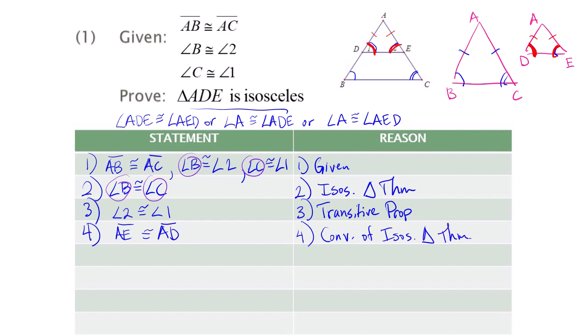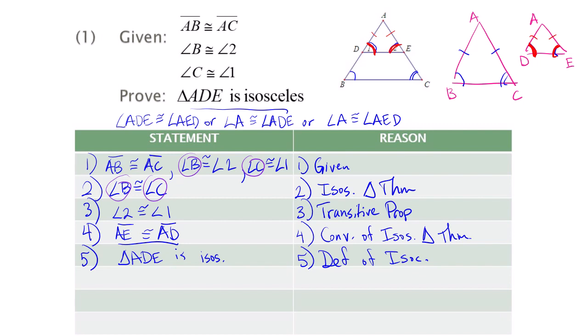Okay. All right, and now that we have that, we can say that since these are congruent, that means that triangle ADE must be isosceles, right? And we can say that by definition of isosceles. All right.